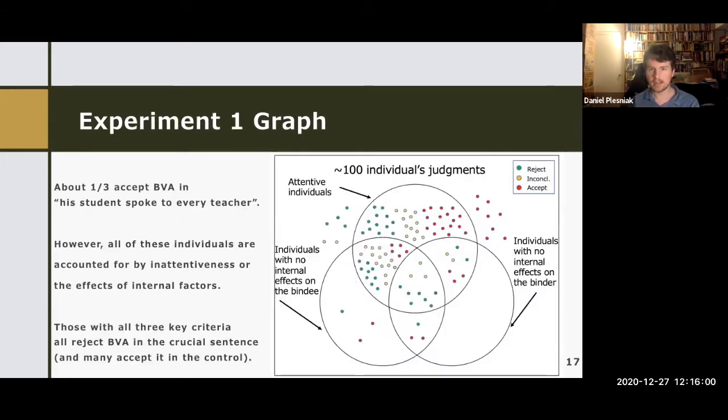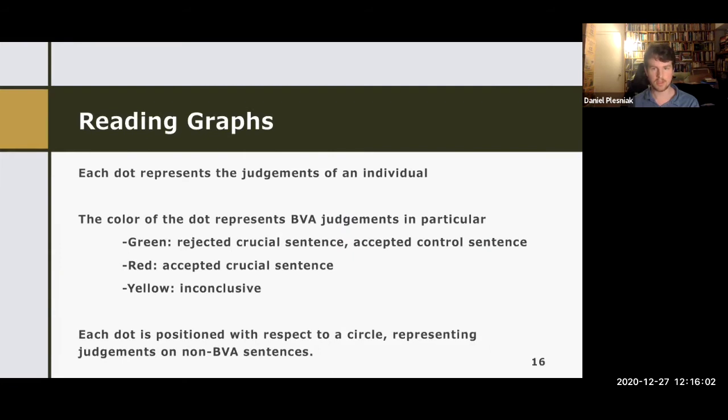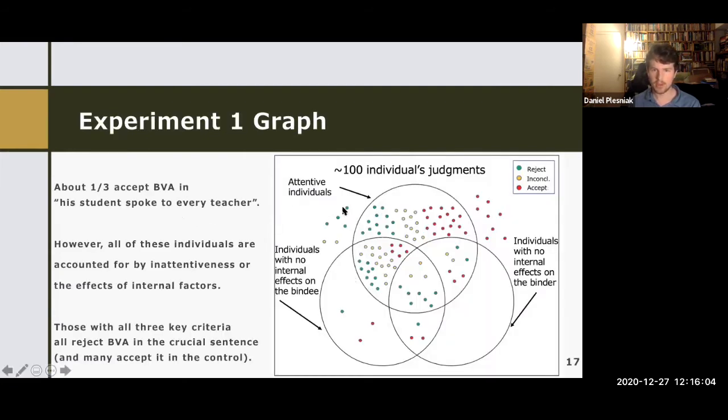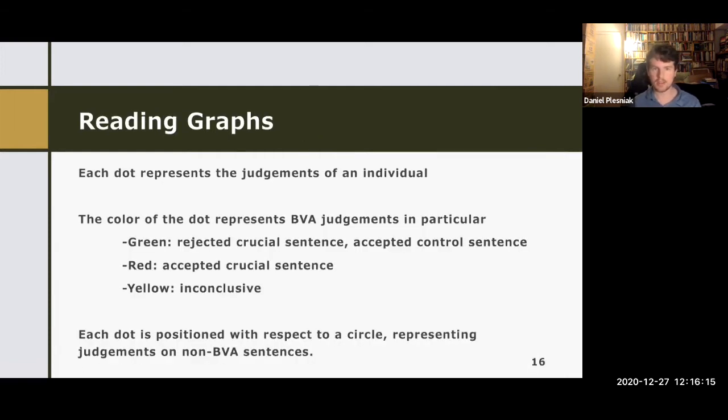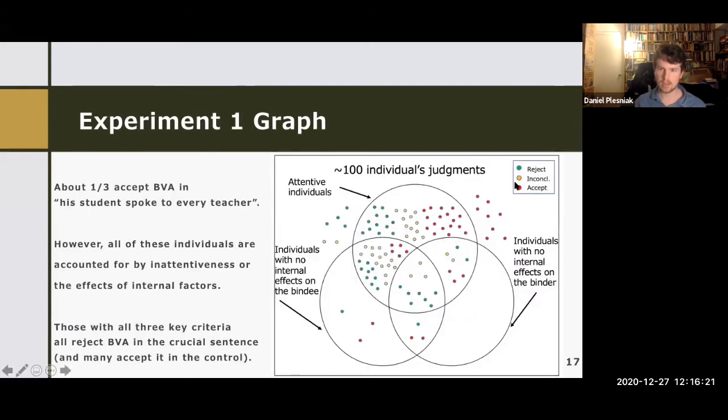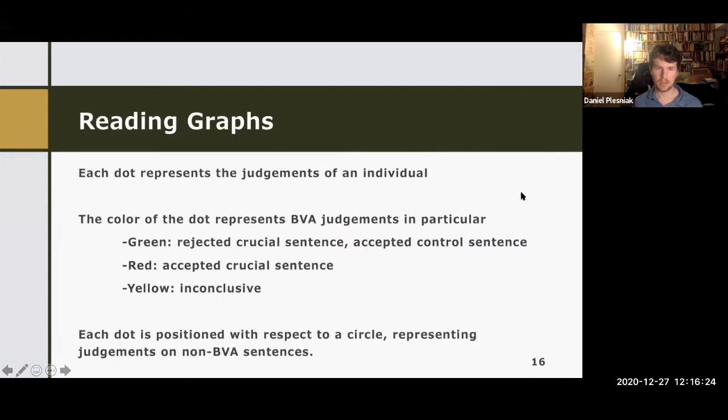Each of these dots is an individual's judgment. So this is one person's judgment, this is one person's judgment, this is one person's judgment, all of them. The information about those different judgments are represented in different ways. Crucially, you probably can notice that each dot has a color, and those represent their judgments on the BVA sentences. So there's green, yellow, and red dots.